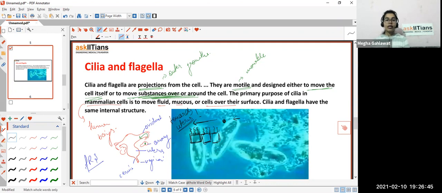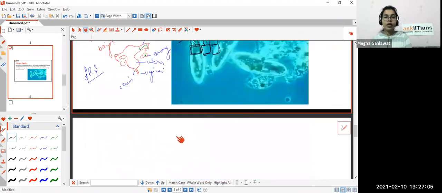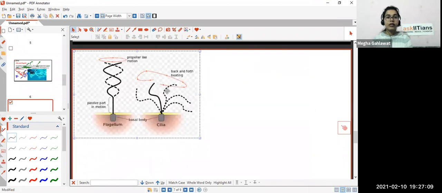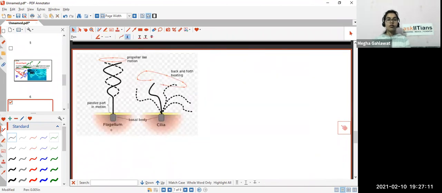Both cilia and flagella have the same internal structure, and they move in certain directions. I'll show you how exactly they move. They could be present in bacteria, and they could be present in eukaryotic cells as well. I think I did tell you about this previously. Now moving forward, this is how they move. This is the movement of the flagella. This is the movement of the cilia.